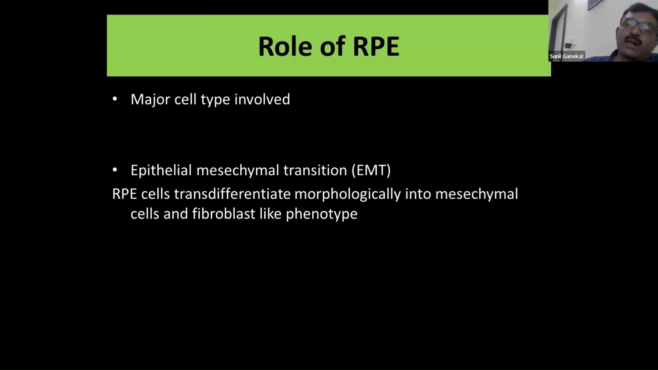They develop contractile and fibrotic properties, so that there will be development of fibrotic membranes or scar on the surface of the retina as well as the vitreous. So this transformation of the RPE is very key in the development of PVR.